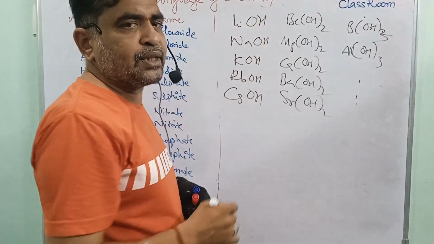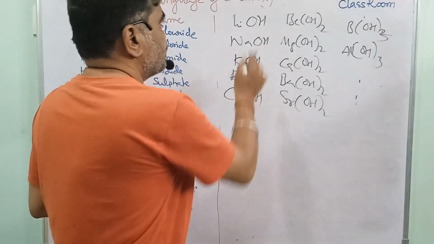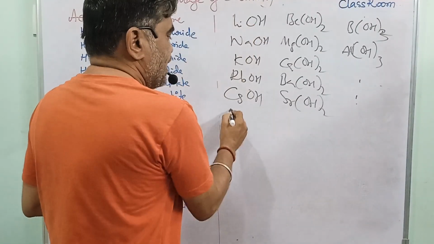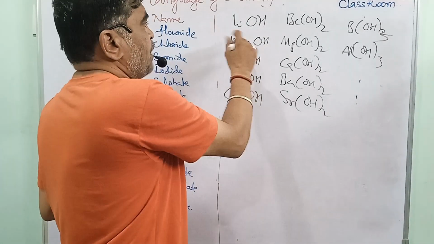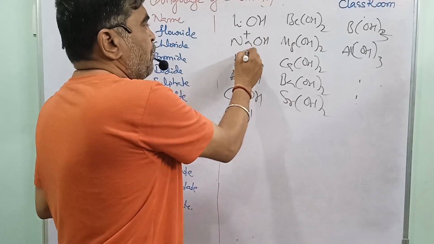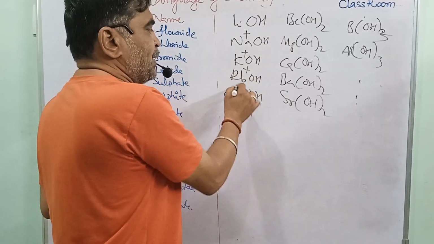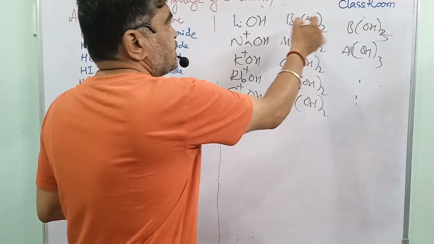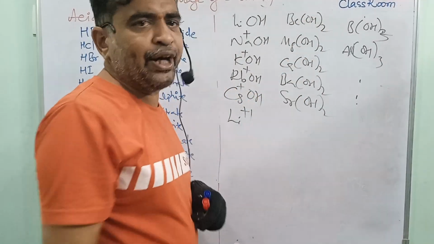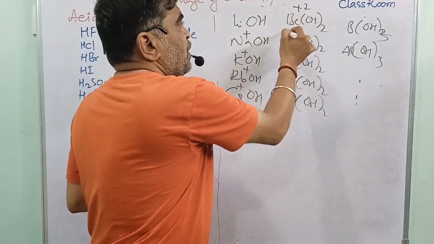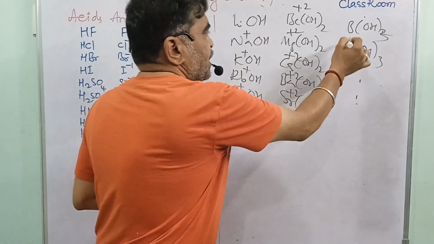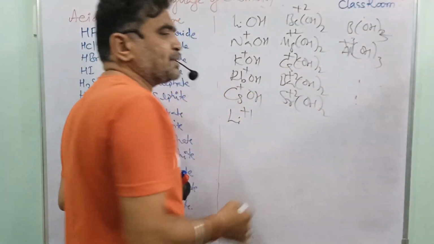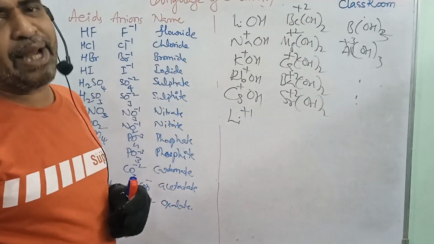It is LiOH, and the remaining besides OH is Li. Here we have only one OH, so it is plus 1. Similarly, sodium plus 1, potassium plus 1, rubidium plus 1, cesium plus 1. Here we have two OH groups, so plus 2, plus 2, plus 2, plus 2, and plus 2. Here we have three OH groups, so it is plus 3. Like that you are forming the cations.